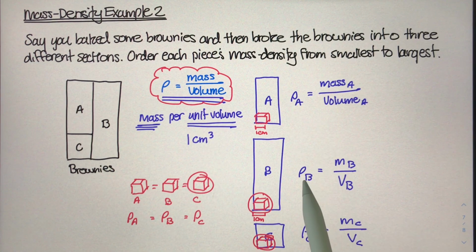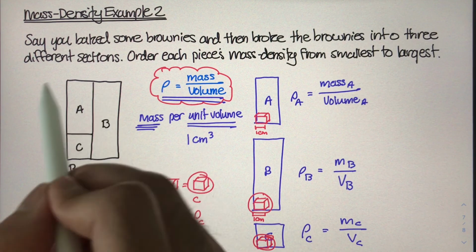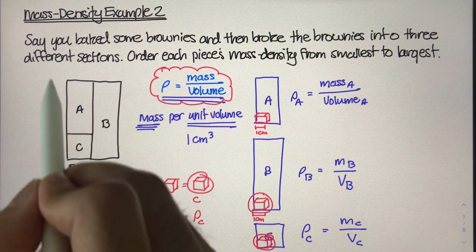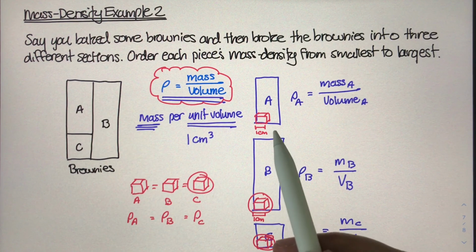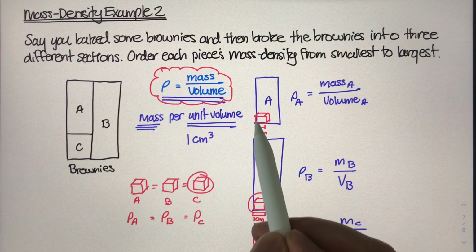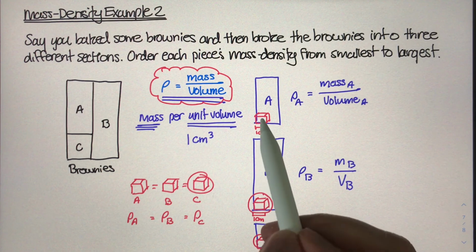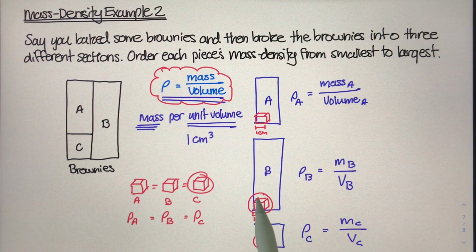Now, if rho A or rho B or rho C was different from the other values, we could probably assume that maybe piece B was not a brownie. But in the case of this example, this is one uniform piece of brownie, and it doesn't matter how many sections we cut this up in, because all 3 pieces are the same type of brownie, they're going to have the same mass density per unit of volume, right? They're going to have the same mass per unit of volume.